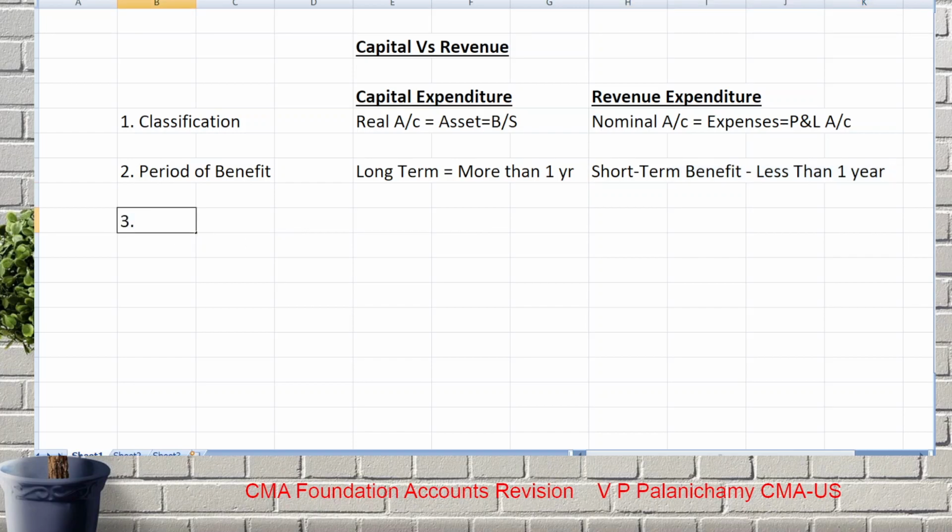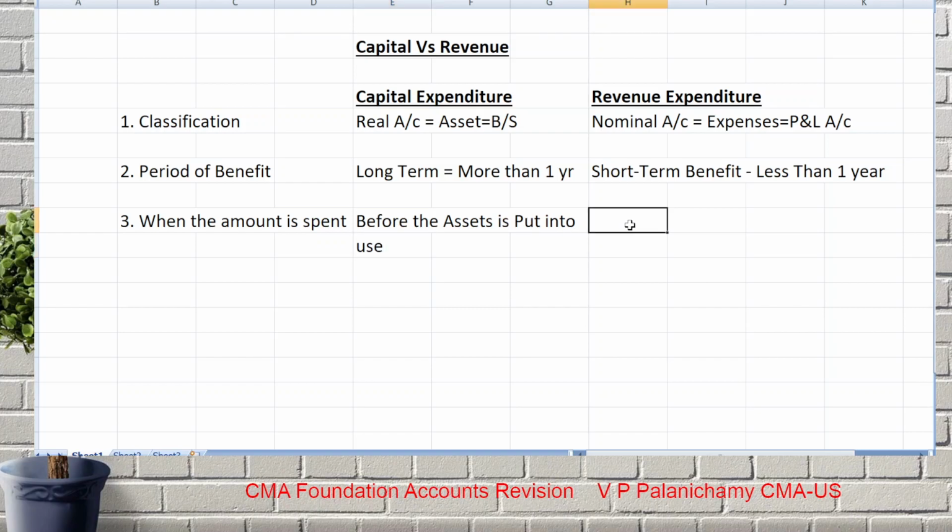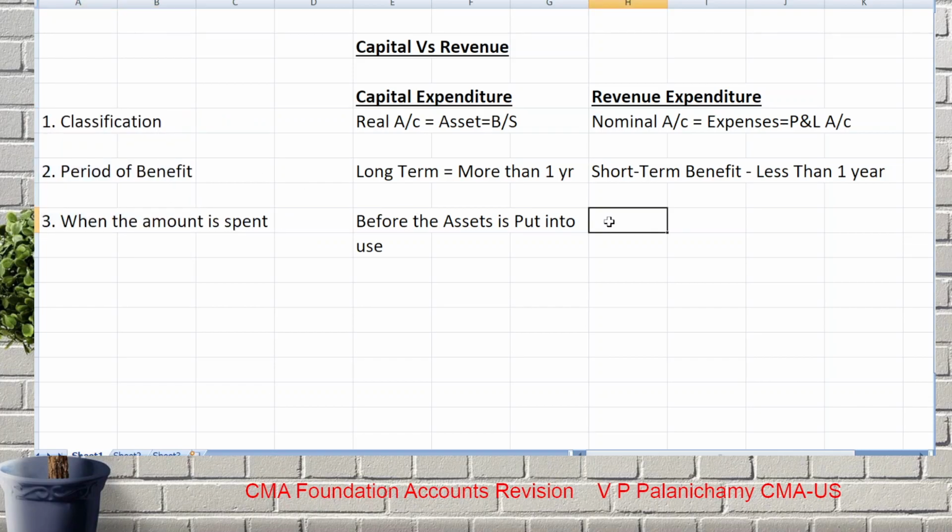And the third principle is based on when the amount is spent. Capital expenditures are incurred before the asset is put into use. Revenue expenditures are incurred after the asset is put into use.